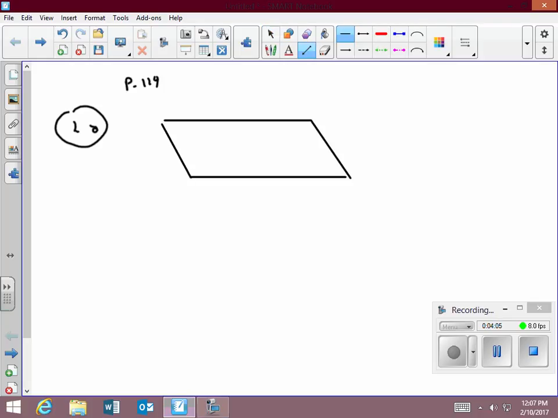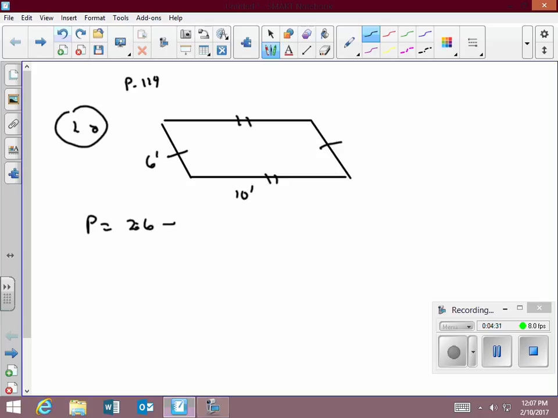And they're giving us 6 feet and 10 feet. So if we're talking perimeter, the perimeter is just 2 times the 6 foot, because this one and this one are equal, and then this one and this one are equal. So 2 times 6 plus 2 times 10, 12 plus 20, 32. And then the B, I'm not going to draw that out, but you just add those up, right? That's the perimeter.